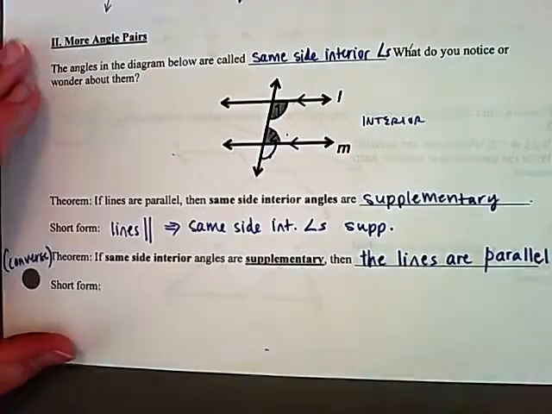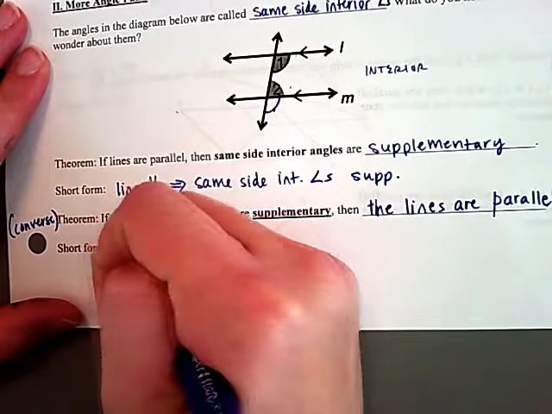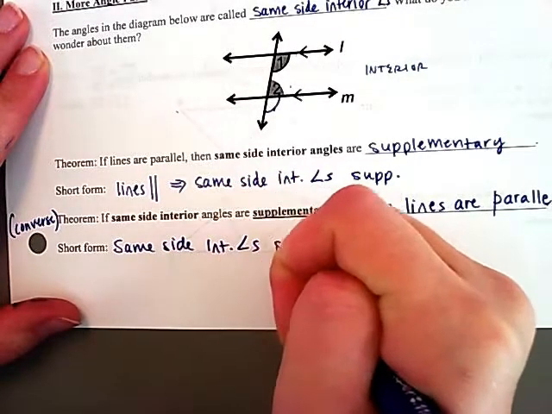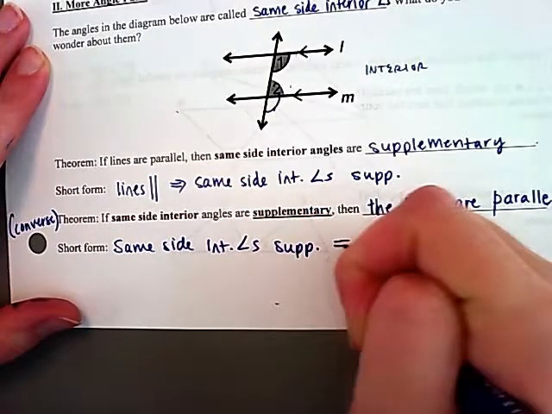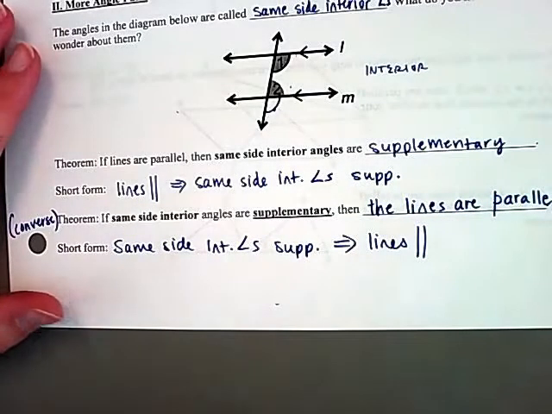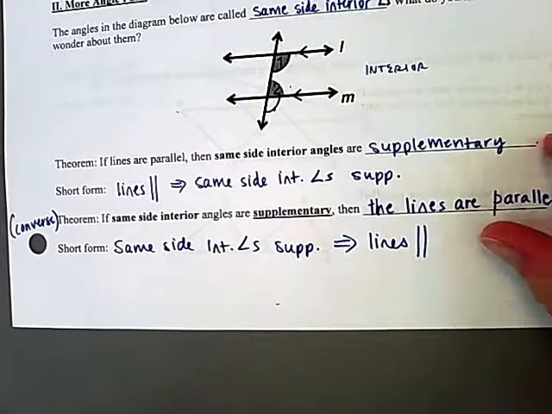And our short form is basically just the reverse of the short form there. So it'd say same side interior angles supplementary, then lines parallel. Okay, so we have these two new theorems.